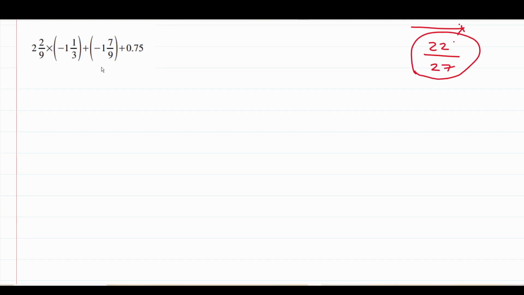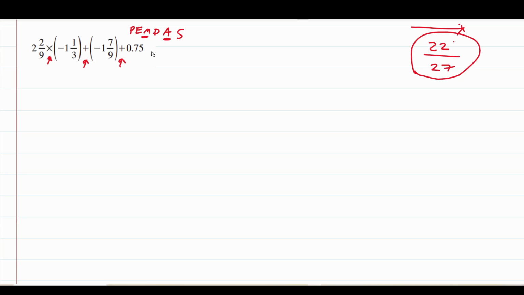All right, so finally we have 2 and 2 ninths times negative 1 and 1/3 plus negative 1 and 7 ninths plus 0.75. So if it's helpful, you should write down your order of operations, notably PEMDAS. And in this one, it's not that difficult to figure out how we're going to work this one out. We have multiplication here, addition here, and addition here. So we're going to do our multiplication first, followed by our addition. And what's more, we're going to do addition all at the same time.